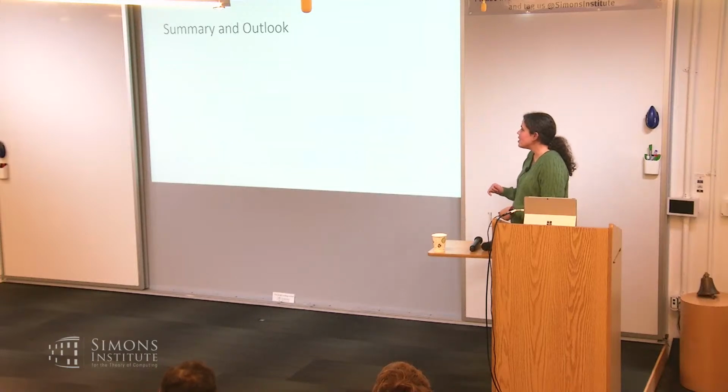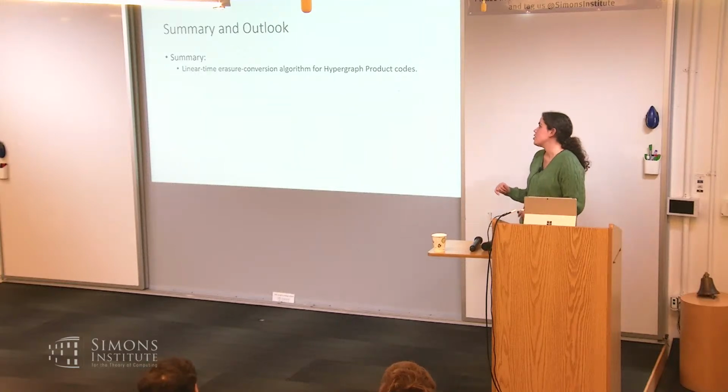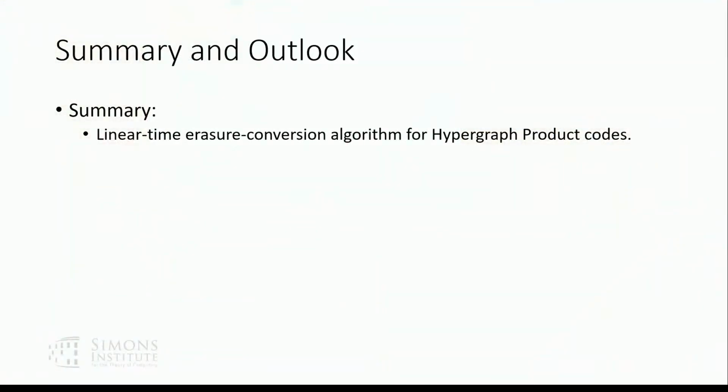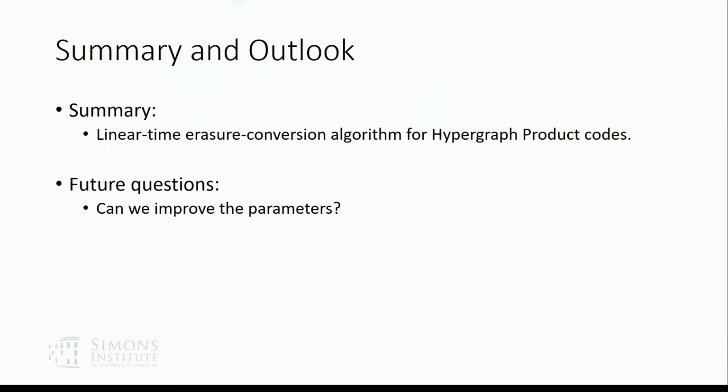To summarize, I talked about a linear time erasure conversion algorithm for the hypergraph product. And there are many open questions here. One of them is, can we improve the parameter? As I said, I'm pretty sure this can be improved, both in terms of requiring expansion and in terms of the decoding radius.